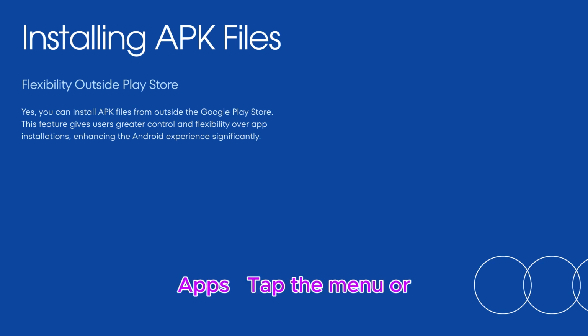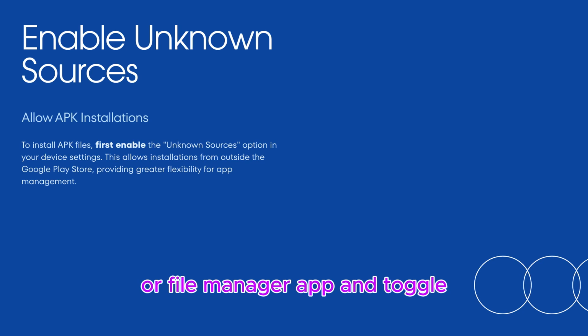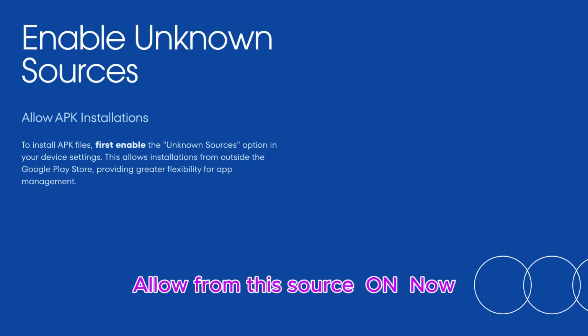Open Settings and tap Apps. Tap the menu or Special App Access. Tap Install Unknown Apps. Select your browser or file manager app and toggle Allow from this source on.